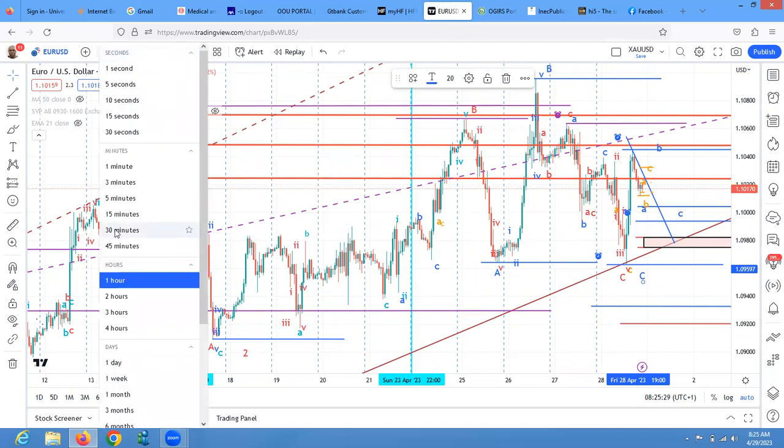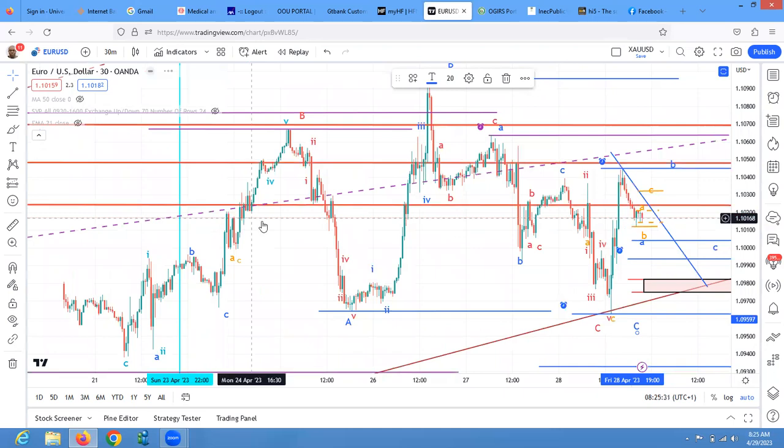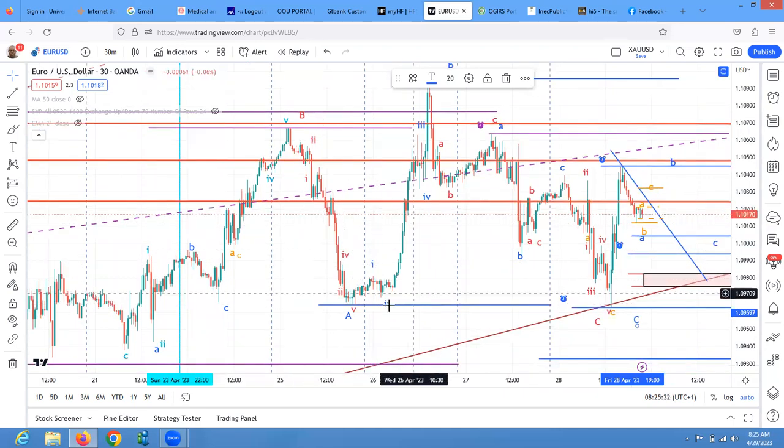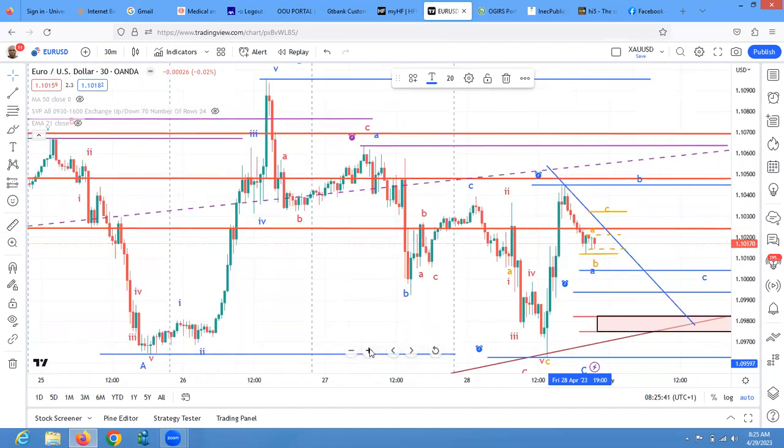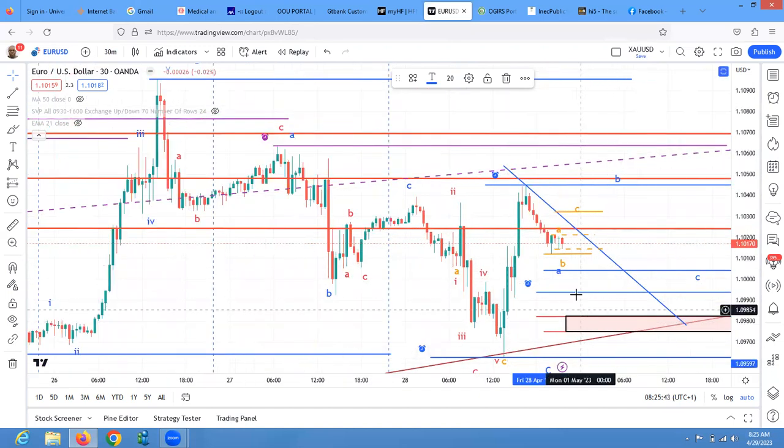Now on the 30 minutes time frame, so let's see. On the 30 minutes time frame now, this is where we are. I'm not going into this again. I've explained that. On the 30 minutes time frame, we can see what we have here. What we have here is now an impulse that has broken this structure. This structure has been broken.